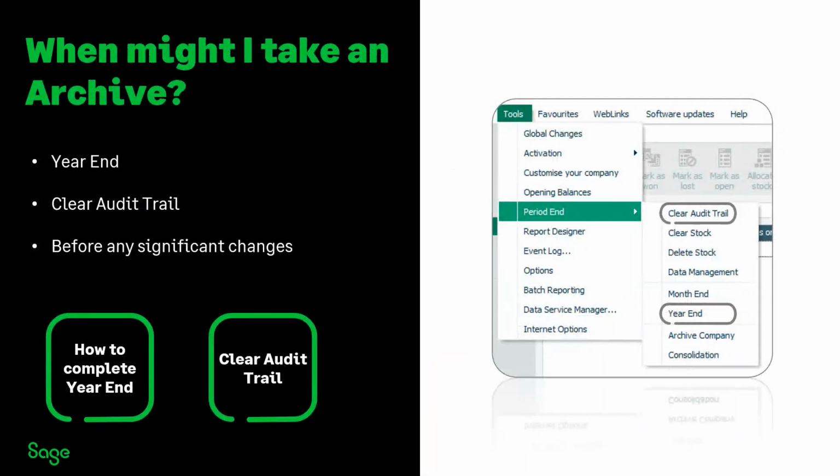So when might you take an archive? You can take an archive at any point in time. There's no limit to how many times you take one, but we strongly recommend to take one prior to running things like the year-end process and any time that you clear the audit trail. The clear audit trail is when you clear out older records. So you may run a clear audit trail straight after running the year end. If you do that and you've already taken an archive before the year end was run, you wouldn't need to take another one. But if, say, you were to run a clear audit trail in the middle of your financial year, we'd always say to take an archive and a backup prior to this.